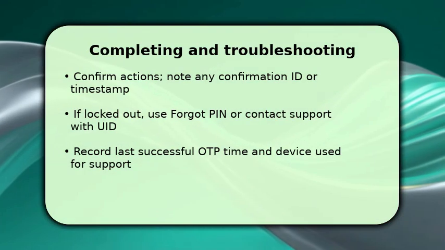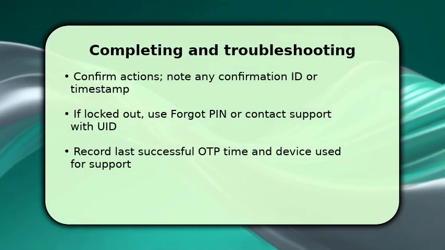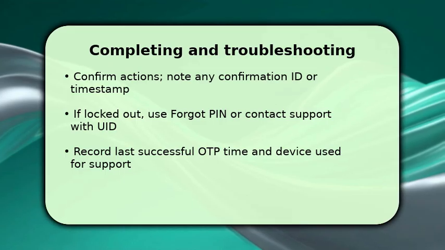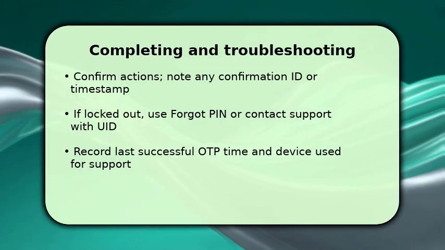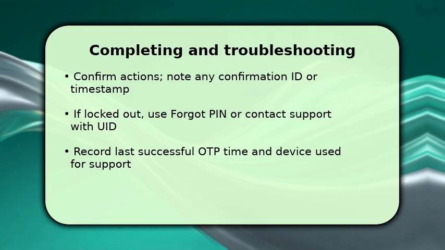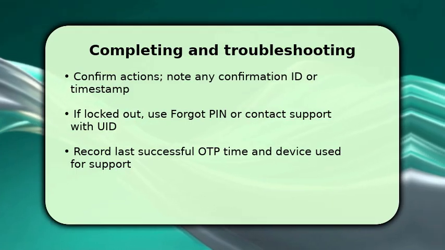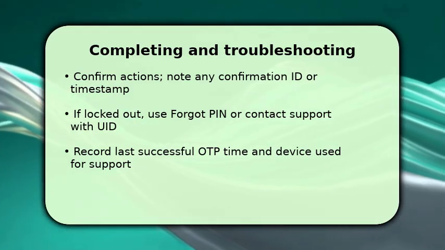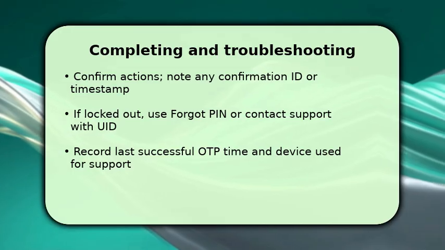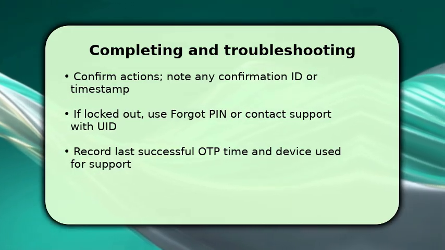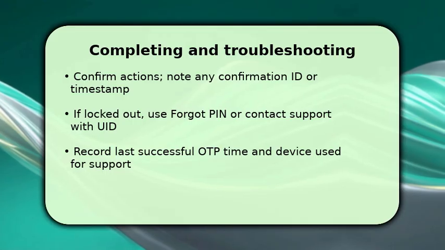You finish by confirming the check or PIN change and noting the confirmation screen. Log the timestamp if needed. If the app denies access or shows a lockout, use the Forgot PIN flow, which sends OTP to the registered number, or contact Fampay support with your user ID and last OTP time.